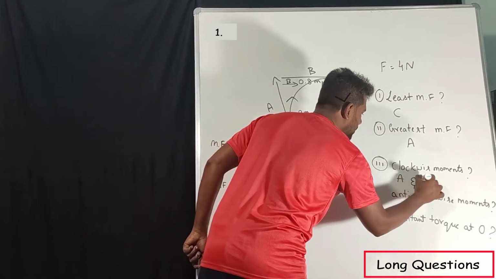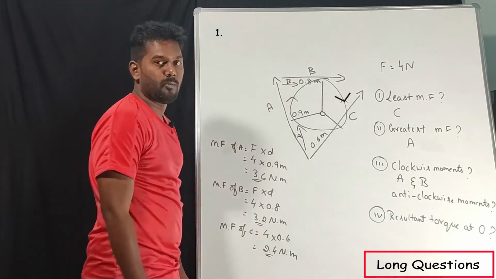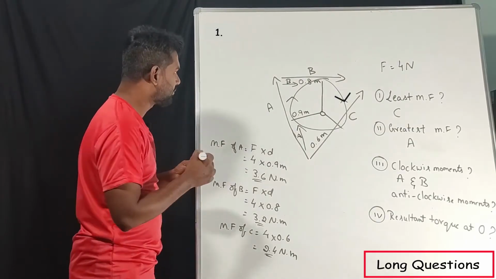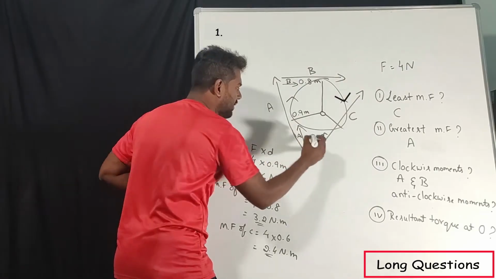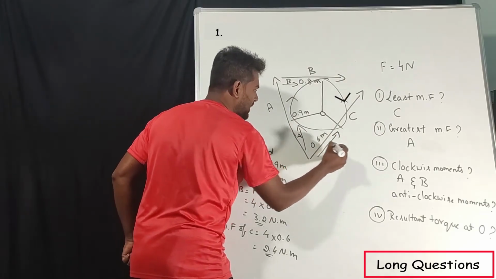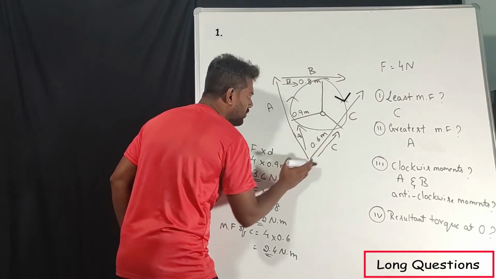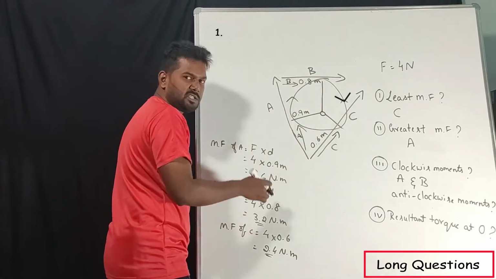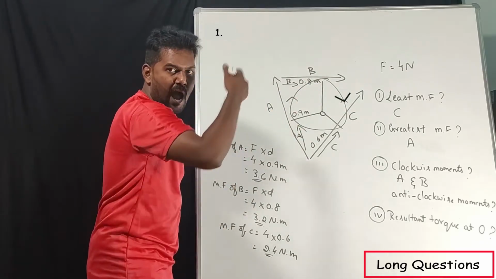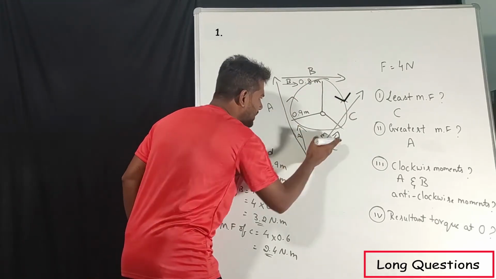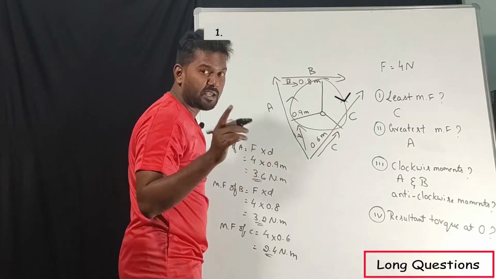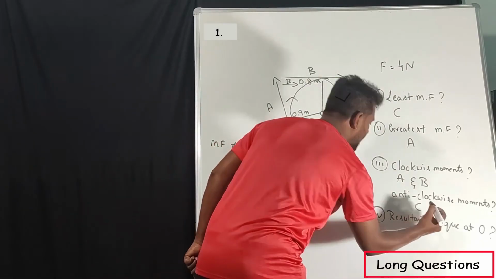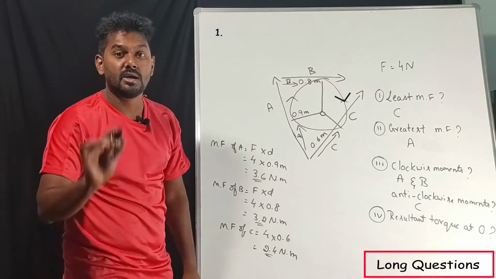So B is also producing clockwise moments. Now we'll see with C. Minimize the direction of force of C in this direction. If you apply a force in this direction, the rotation of this object will be anti-clockwise. See, if you apply in this direction, this is going to rotate in this way, correct? This is nothing but anti-clockwise. So which force is producing anti-clockwise? That is nothing but C.